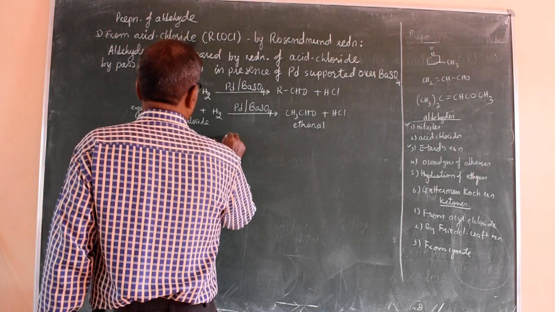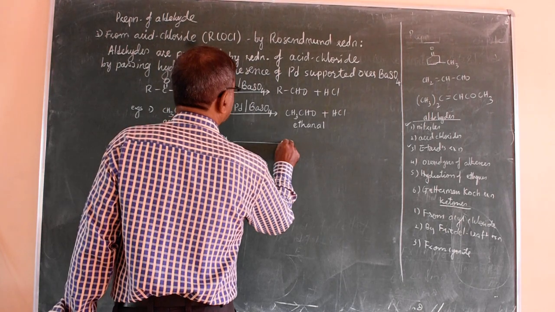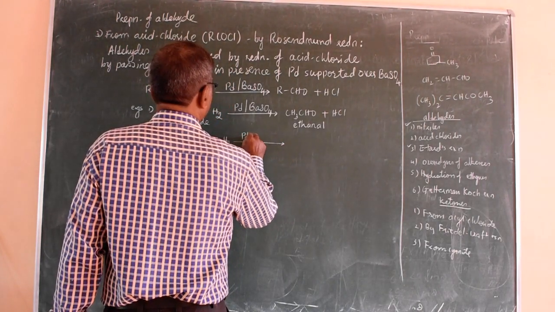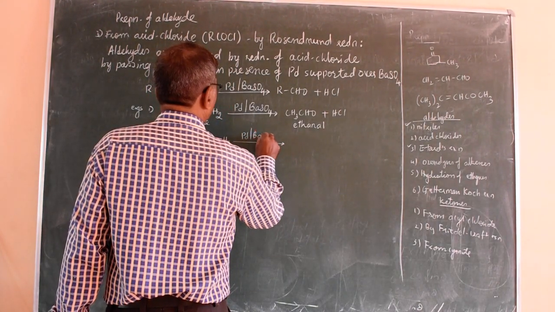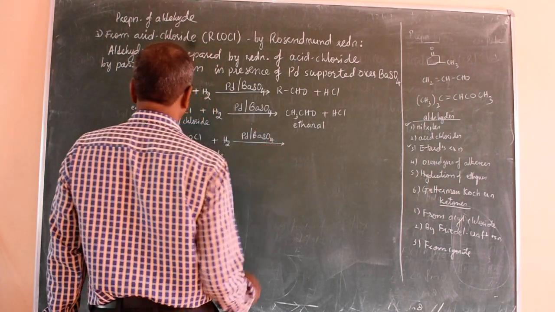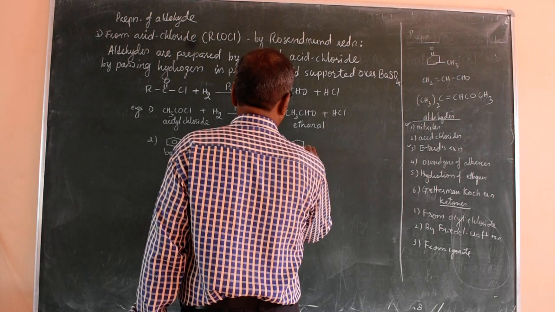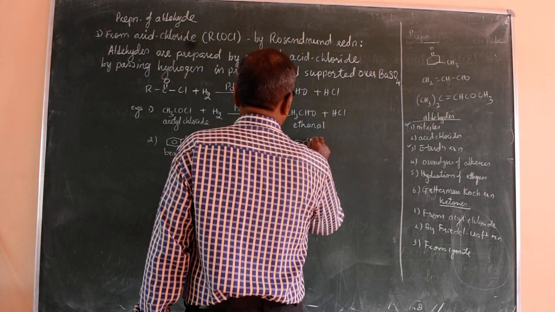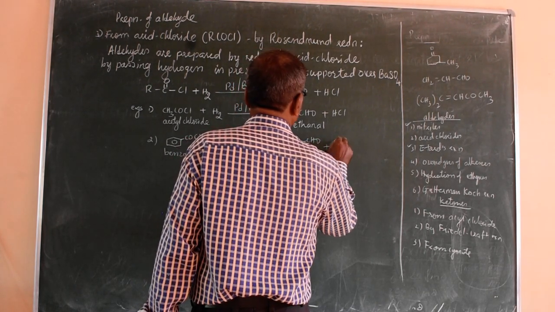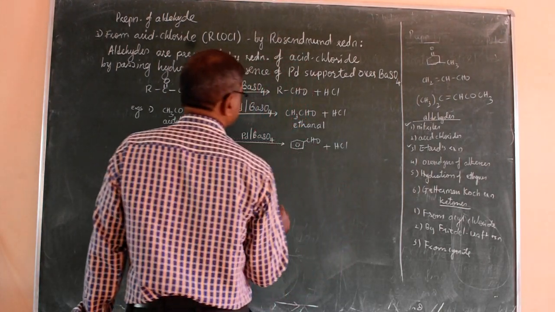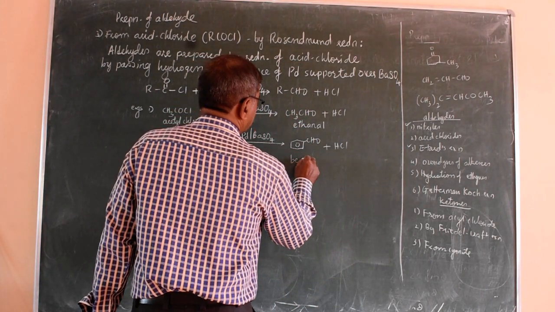Benzoyl chloride plus H2 gas in presence of palladium supported over barium sulfate. The product is benzaldehyde, and one more is HCl. That is benzaldehyde.